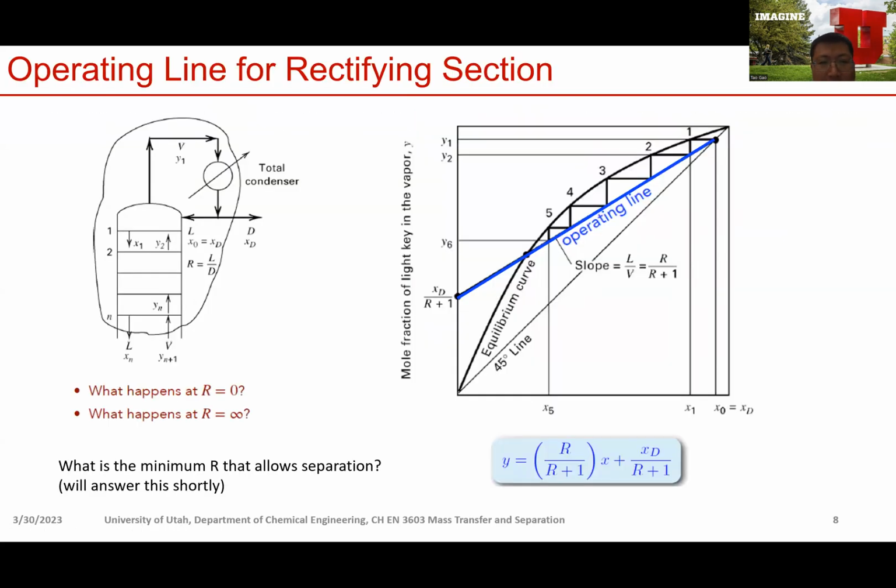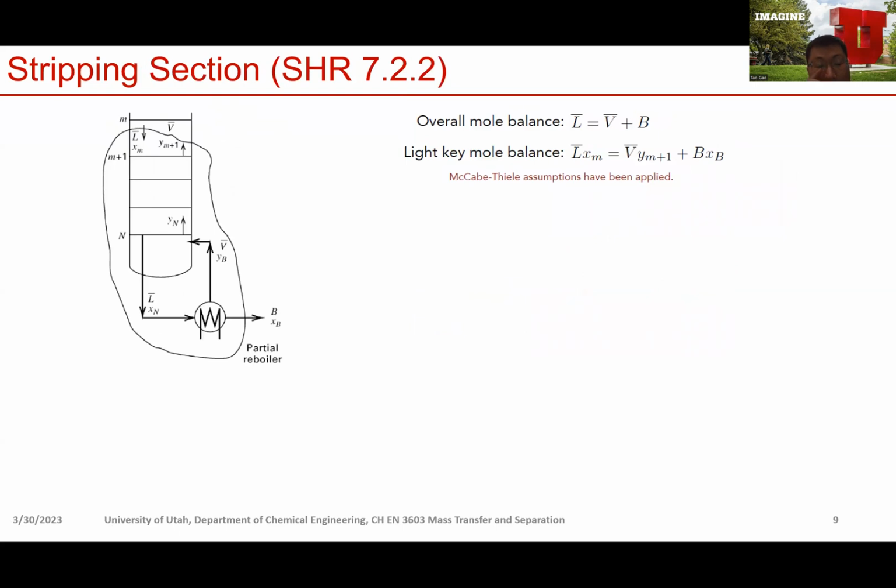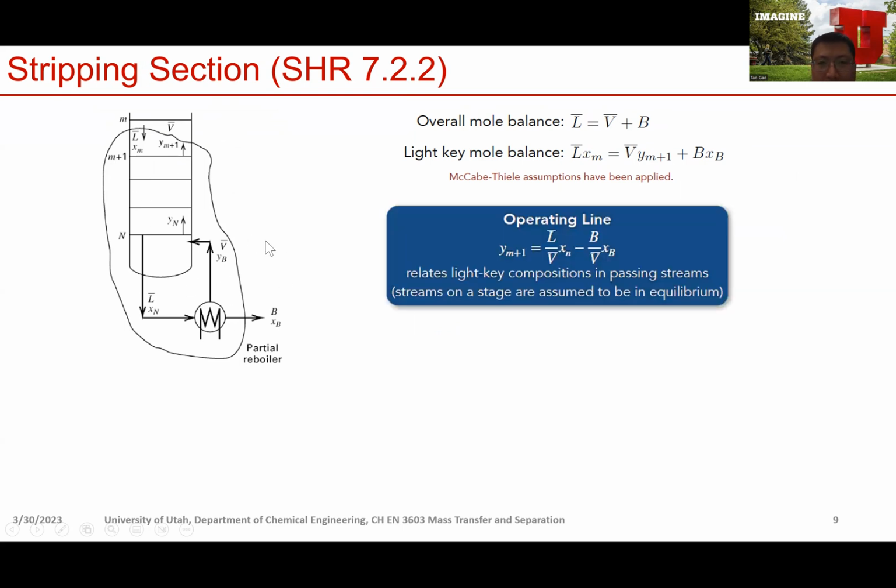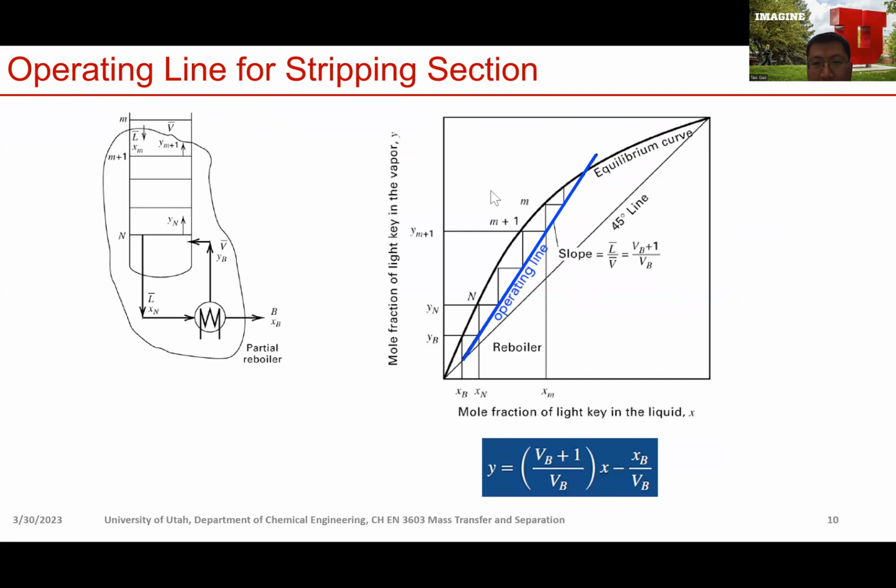Similarly, we also derived the operating line for the stripping section based on the mole balance. Okay, and we can plot it on the y-x diagram. The operating line of the stripping section is a straight line, based on the McCabe-Thiele assumption. It's going to be a straight line with a slope that's larger than the 45 degree line. Okay.